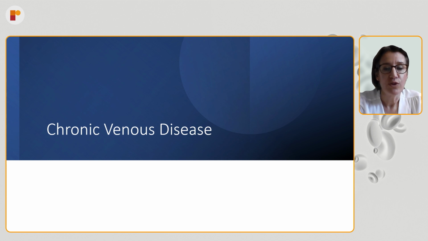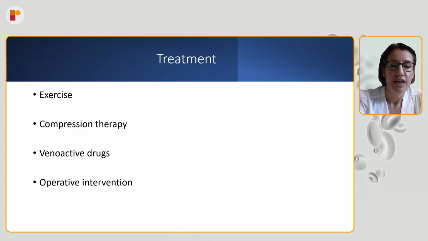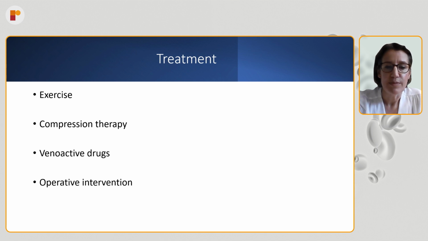So moving on to chronic venous disease. Again, I've just put an overview here from the ESVS guidelines with how to investigate patients presenting with chronic venous disease, both below and above the inguinal ligament. There are obviously standard treatments that can be employed in these types of patients, including advising exercise, compression therapy, and in some cases, venoactive drugs, and then operative intervention.